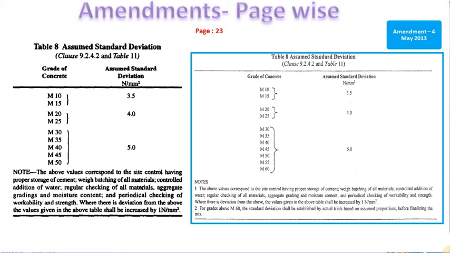Further, the second point is added in the footnote, which says that for grades above M60, the standard deviation shall be established by actual trials based on assumed proportions before finalizing the mix. So this is the change which was made in amendment number 4 in May 2013.